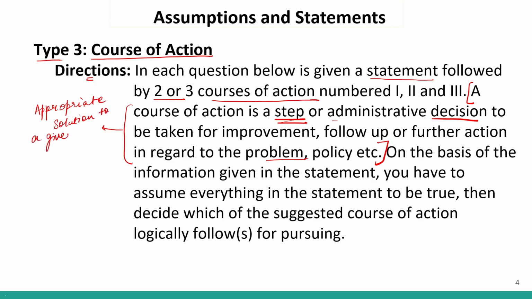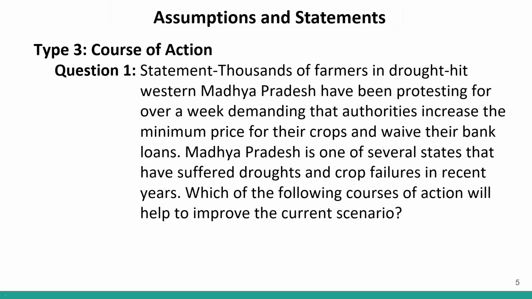So we have to decide what should be the next step based on the problem that is given in the question. Correct? This is what course of action means. On the basis of the information that is given in the statement, we have to assume everything in the statement to be true, and then we have to decide which of the suggested courses of action logically follows for pursuing. This is the entire process of solving questions on courses of action. So let us look at some questions.